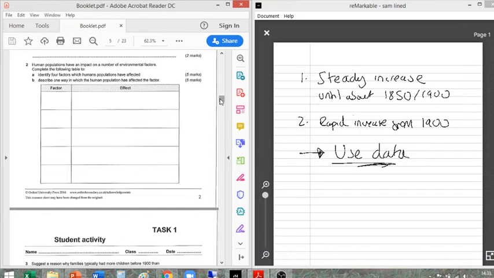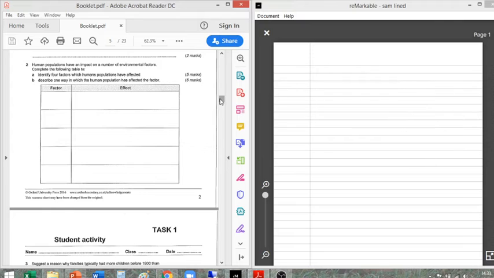For question 2, the sort of factors which human populations have affected. Maybe as a factor you went for air. And you talked about air pollutants like carbon dioxide released from burning fossil fuels. Maybe sulfur dioxide, which obviously contributes towards acid rain. Maybe even smog, which causes respiratory problems. Smog, by the way, is my new favourite word. Love it.